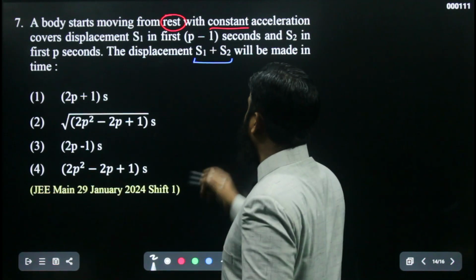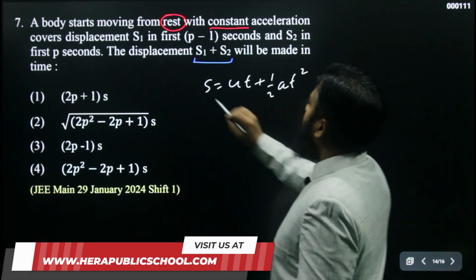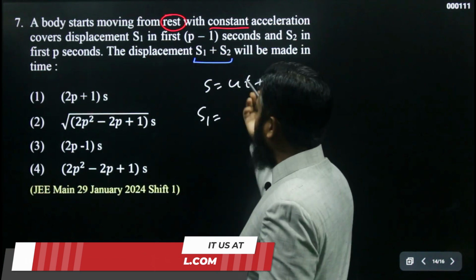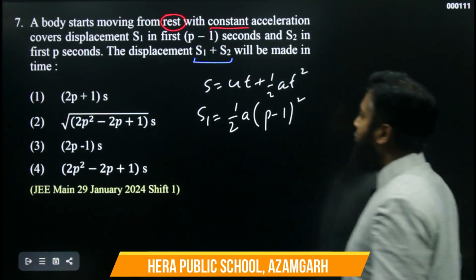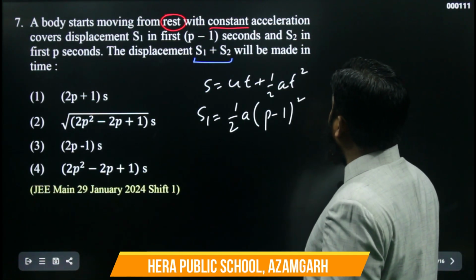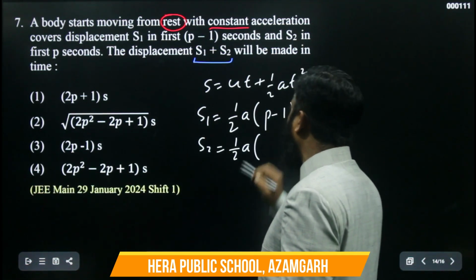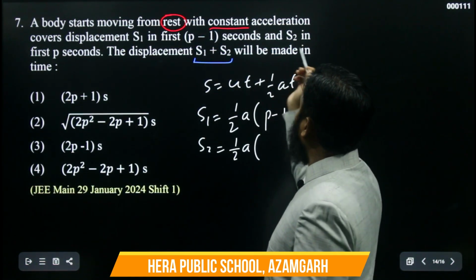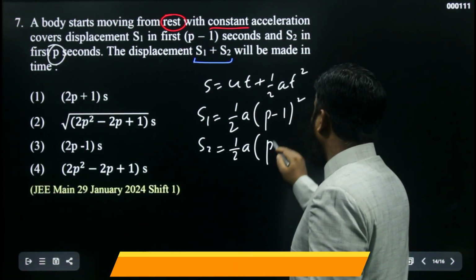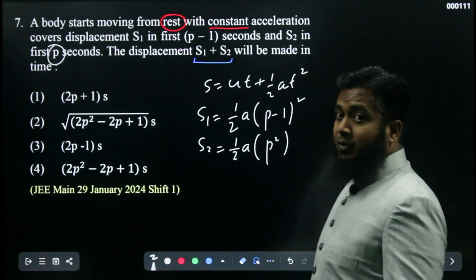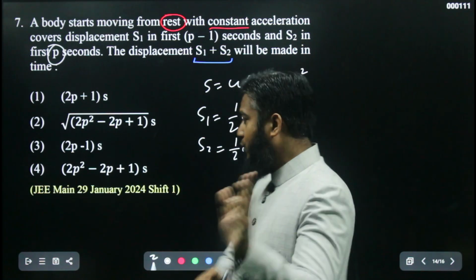So we can make use of the second equation, which is s is equal to ut plus half at square. So for p minus 1 second, distance is s1, initial velocity is 0, so half a and p minus 1 whole square. Okay, and for the s2 displacement, s2 is equal to, again u is 0, so simply half a, and now the time is simply, where is the time? Okay, this is the time p, so p square. And now we have to find the time in which the particle will move a distance s1 plus s2.